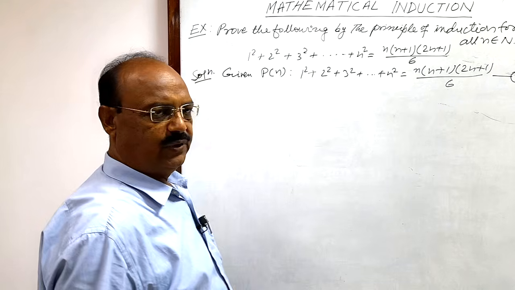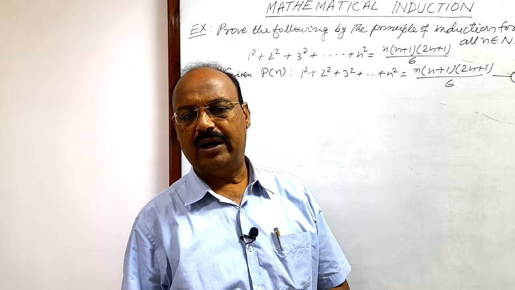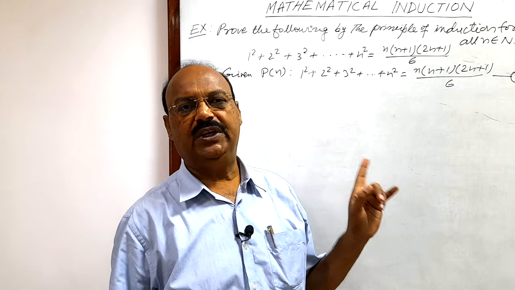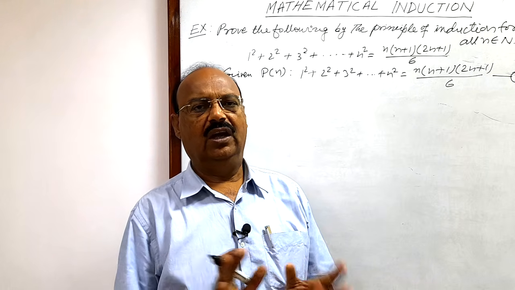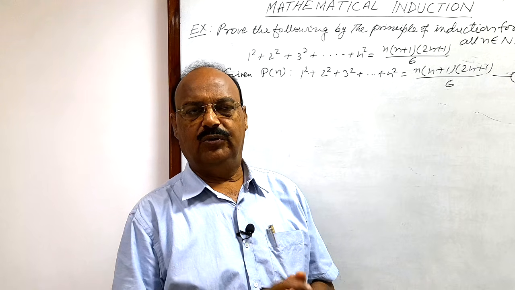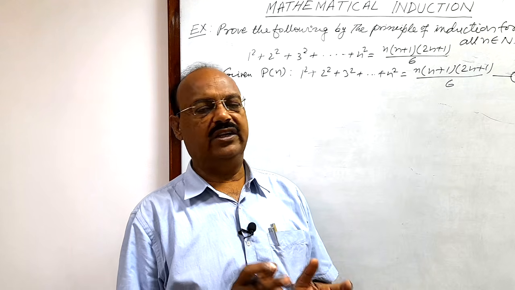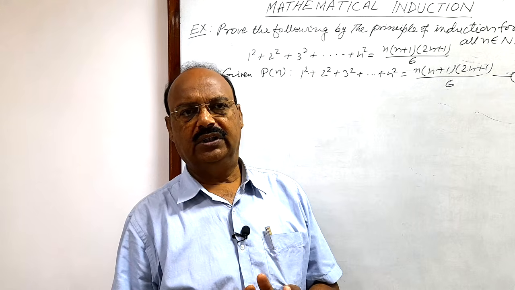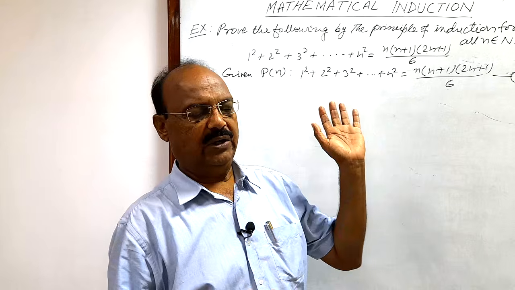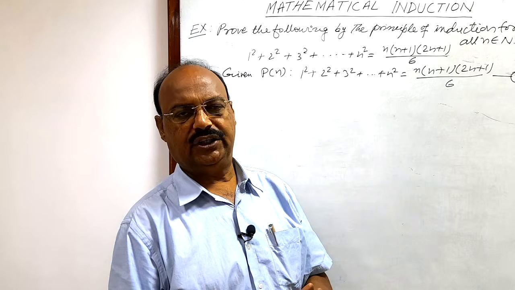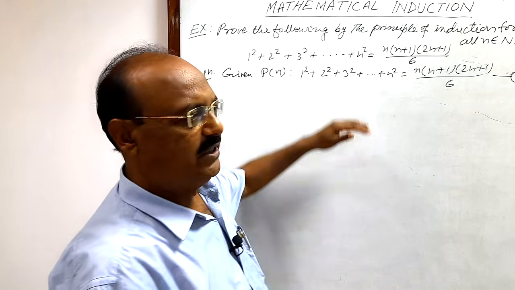You know the principle of mathematical induction has two steps. First step, we have to show that the given statement Pn is true for n equal to 1, meaning P1 is true. And second step, we assume that Pr is true, meaning statement Pn is true for n equal to r, and we show that Pr plus 1 is also true. Then by the principle of mathematical induction, this statement will be true for all n. So what is the first step?